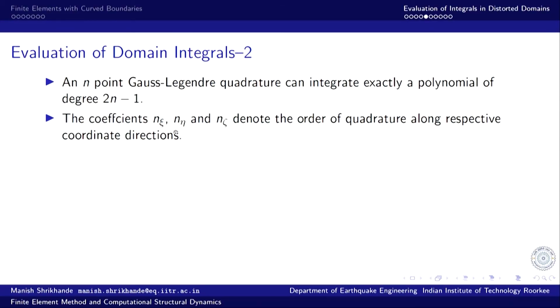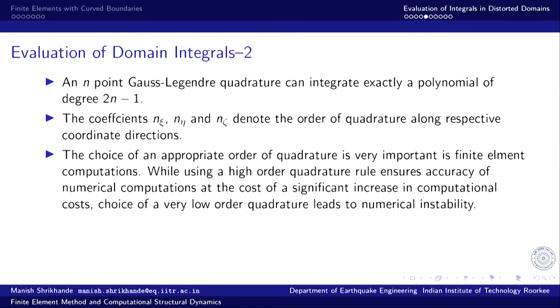Coefficients n xi, n eta and n zeta denote the order of quadrature along respective coordinate directions, and choice of appropriate quadrature is very important in finite element computations. While using a high order quadrature rule ensures accuracy of numerical computation, obviously if I use more and more sampling points, I would go on approximating the definite integral closer and closer, but that comes at the cost of increased computation.